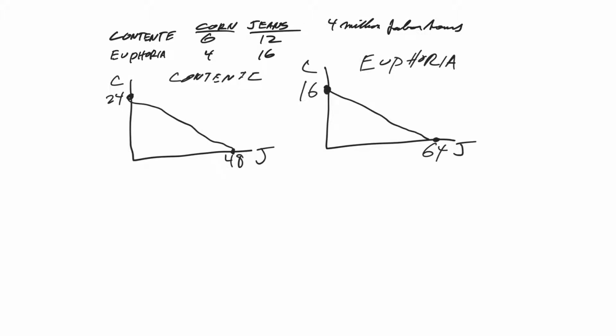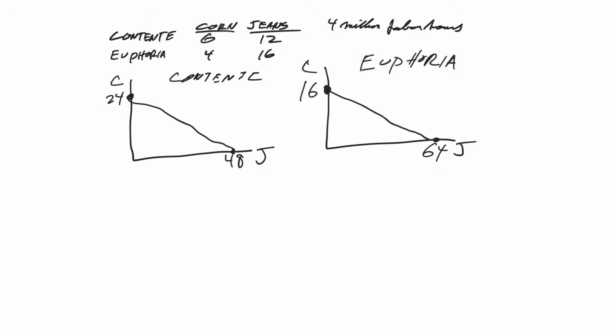All right, so right off the bat, we can see who has the absolute advantage. The absolute advantage in corn is Contente. They can produce 24, Euphoria only 16. The absolute advantage in jeans goes to Euphoria. They can produce 64, whereas Contente can only produce 48.